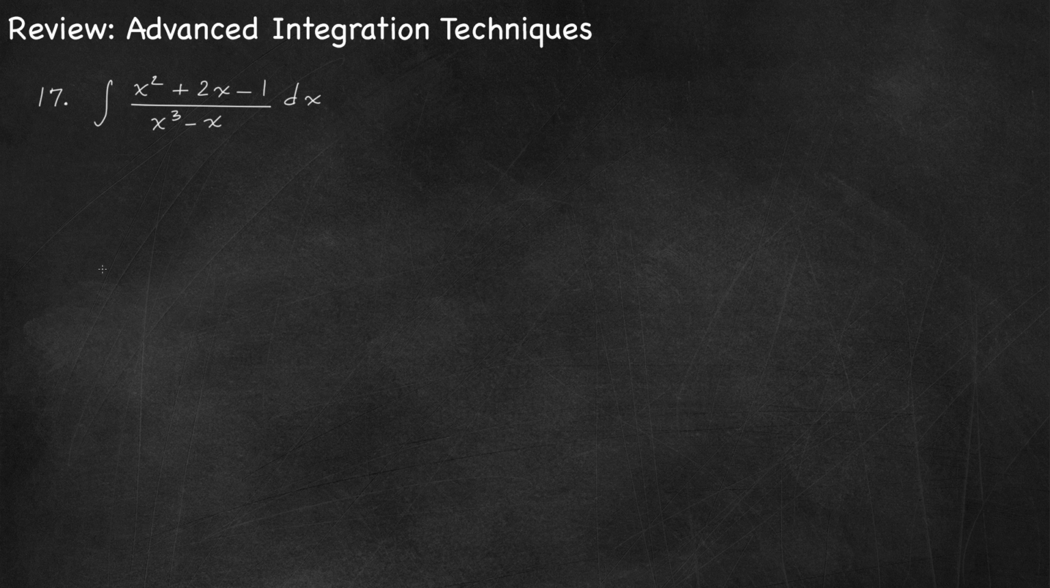17, integral of x squared plus 2x minus 1 over x cubed minus x. So this one looks like partial fractions. We can factor the denominator. x times x squared minus 1, and x squared minus 1 is x plus 1 times x minus 1.